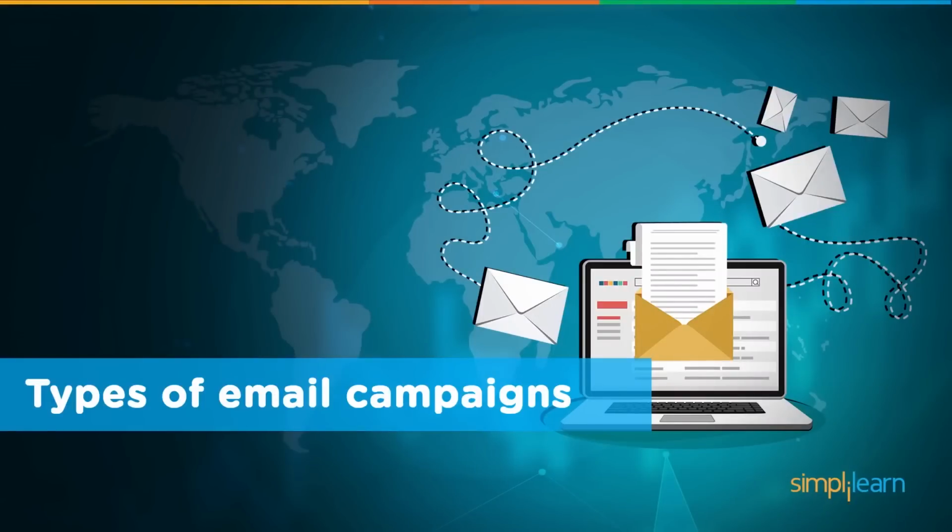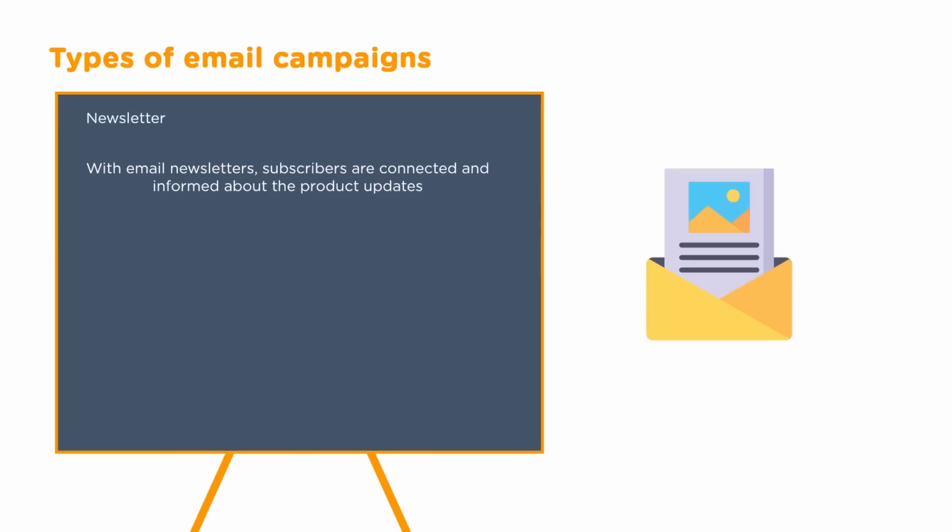Okay, let's talk about types of email campaigns. So we have different types of email campaigns. And the first is a newsletter. So with email newsletters, subscribers are connected and informed about product updates. So it doesn't necessarily have to be a product they buy. It could be a product they subscribe to, like software. Okay, you always want to be able to send out that newsletter to let them know what's going on with your product. Are there upcoming product updates ahead? Is there one that just happened? Is there a webinar that discusses the new product update? So that's what the newsletter is going to do, inform the end user about the update.